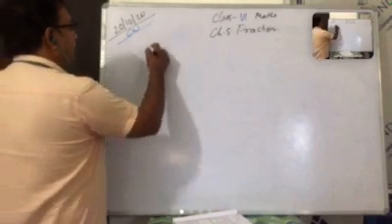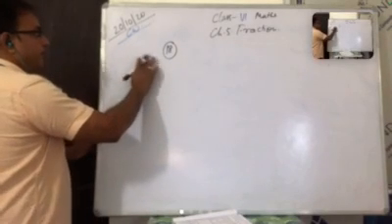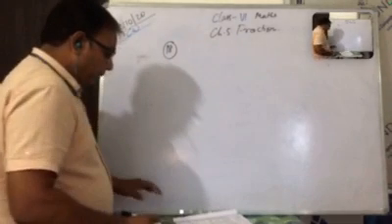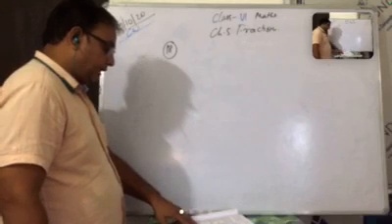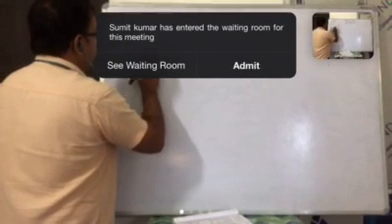Okay, now the question number, we start with question number 18. Question number 18, arrange the following fractions in ascending order. We have to arrange the fractions in ascending order.